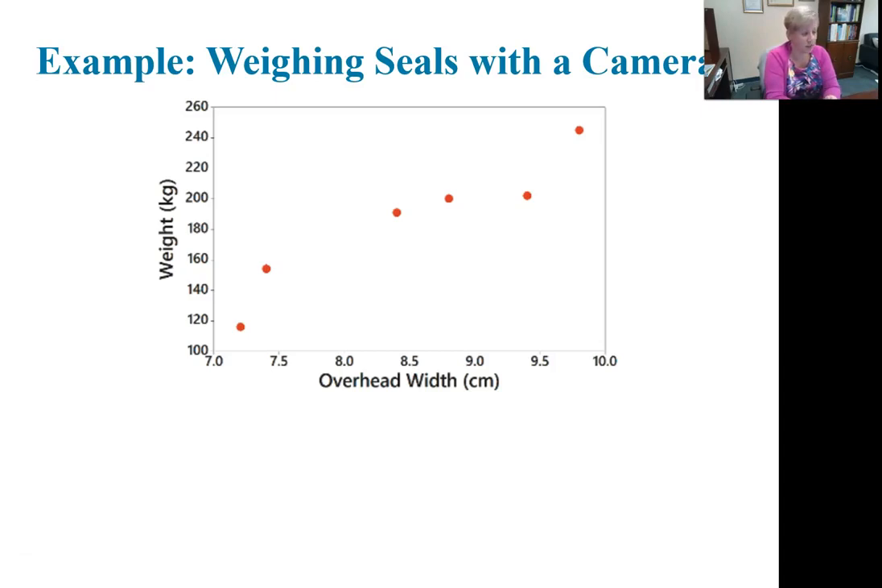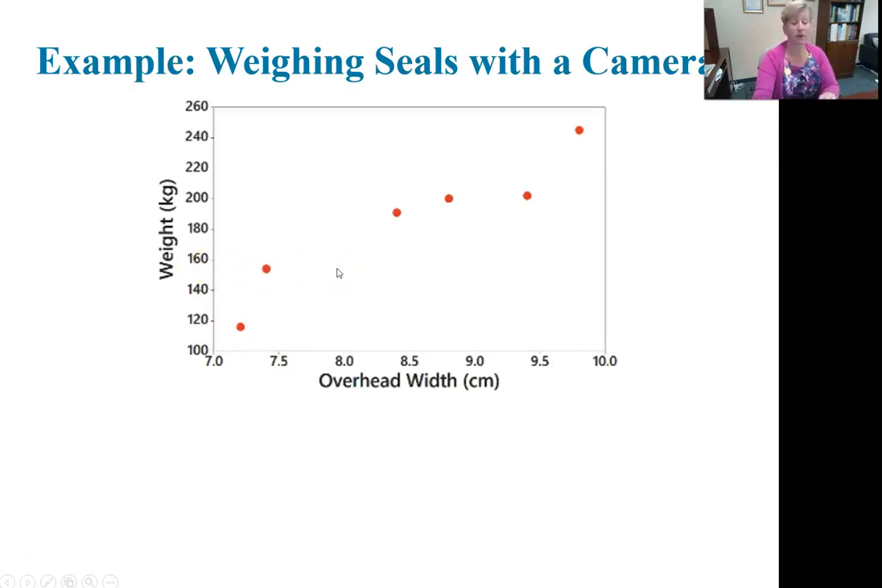So if we are weighing seals with a camera, okay, we can put the seal on the scale. We can use the camera to take a picture of it, and they're talking about the overhead width of the seal versus its weight. So if you look at these points that are here, this point looks like it's about 7.2 is the overhead width, and its weight was like 110 maybe, not even, maybe 115, probably 116 kilograms. This one looks like it's about 7.4, and it looks like it weighs about 155 kilograms.